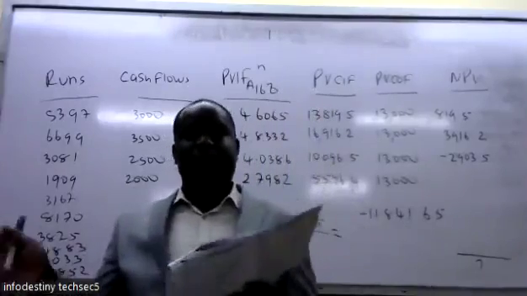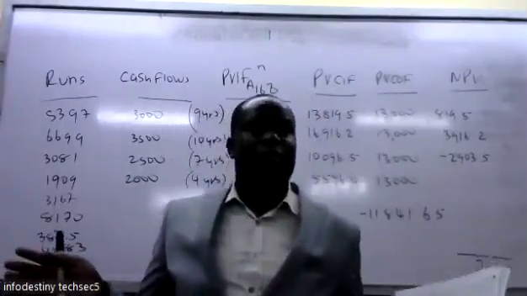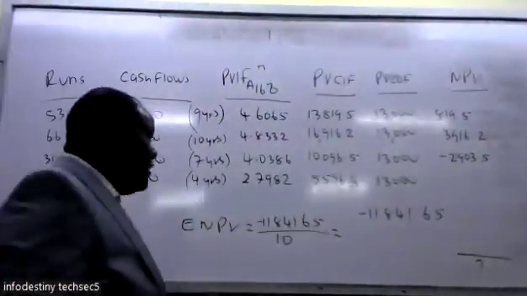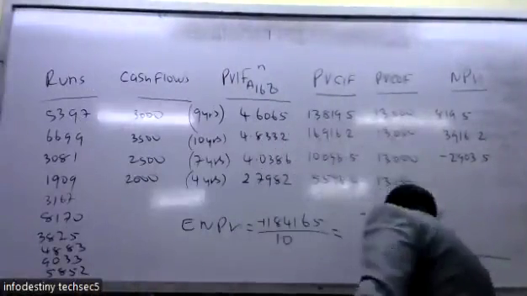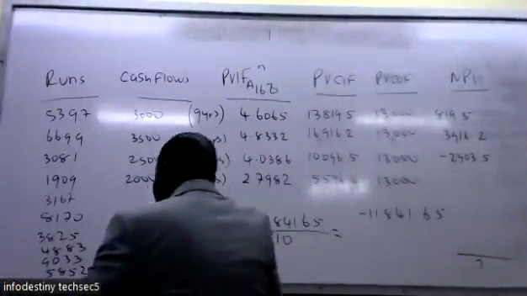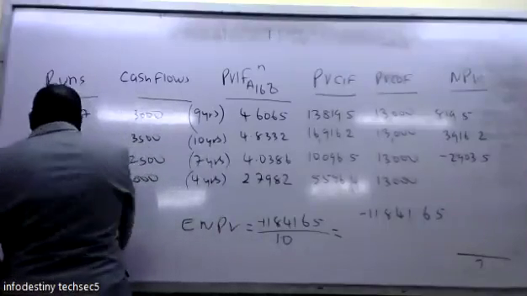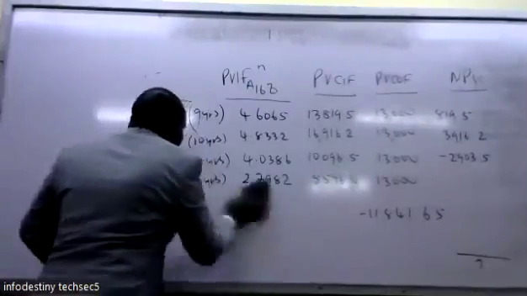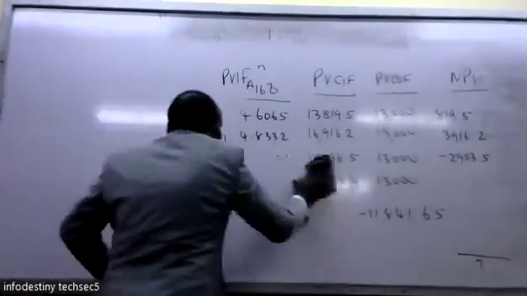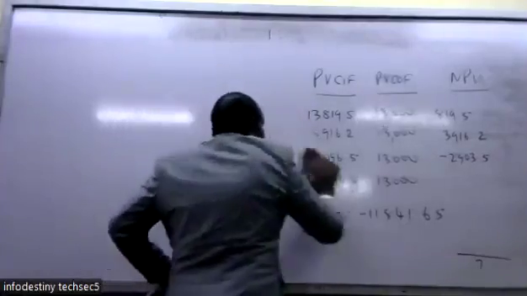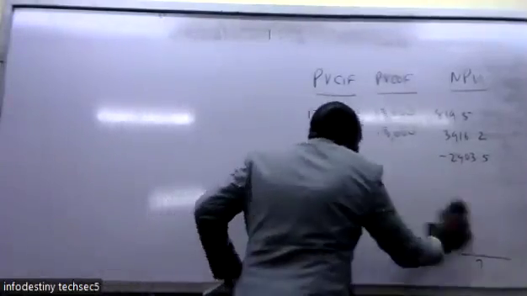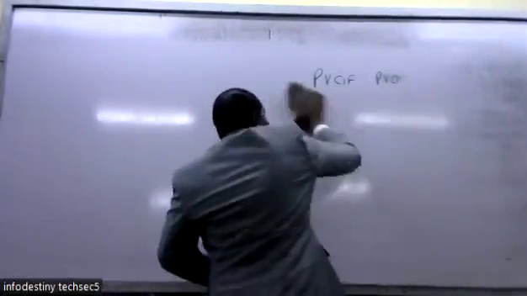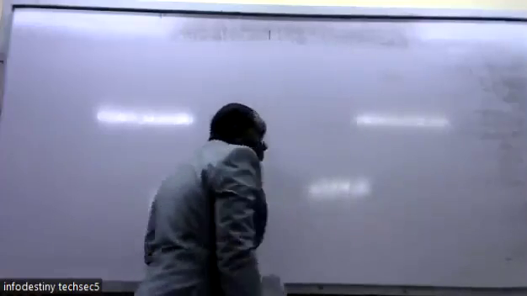But Roman letter 1 has no issue of simulation. Roman letter 1, we just get a normal NPV. So for Roman letter 1, let us see how to get the normal NPV. Remember, Roman letter 1 has no element of simulation, so we simply calculate the normal NPV.